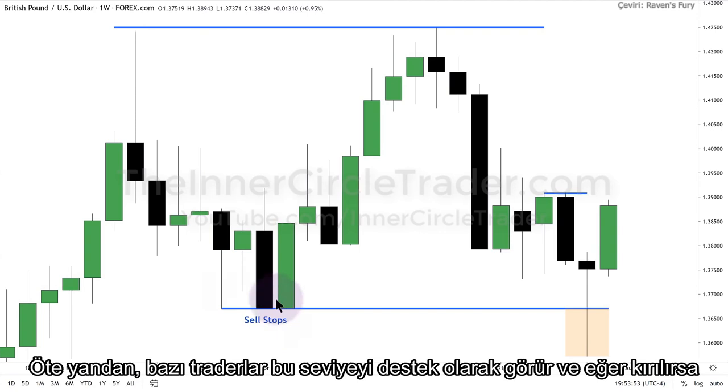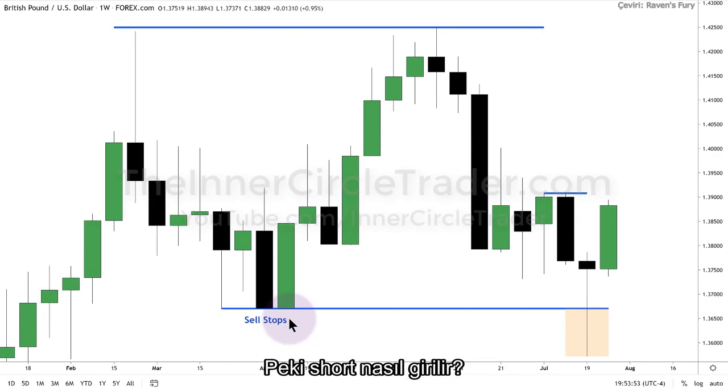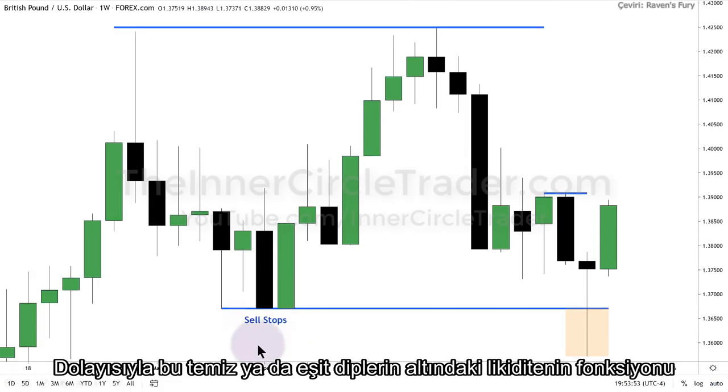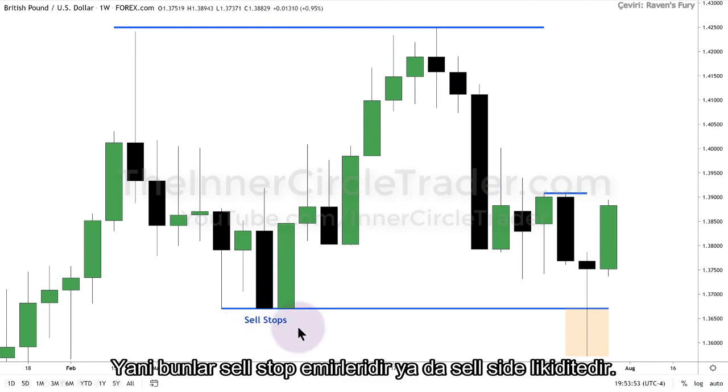Conversely, there are traders that will see this level as support, and if it breaks, their idea is, well, support's broken, so it's probably bearish, and they want to go short. So how do you go short? You sell. So the function of the liquidity that rests below these smooth or clean equal lows is sell side in nature. So it's sell stops or sell side liquidity.